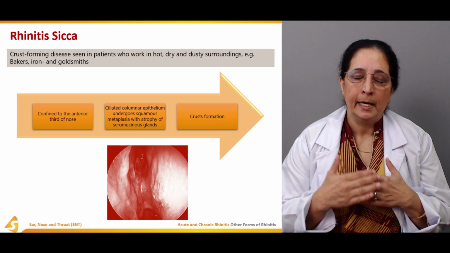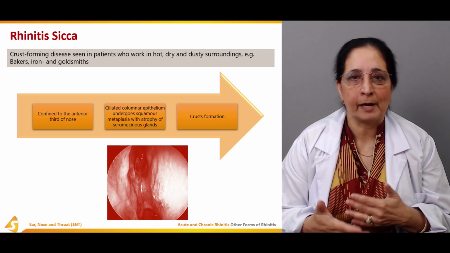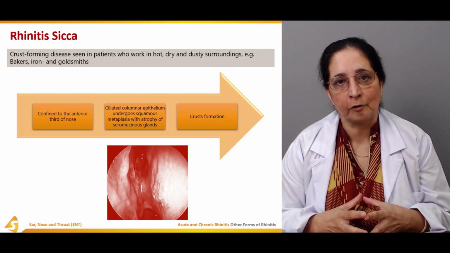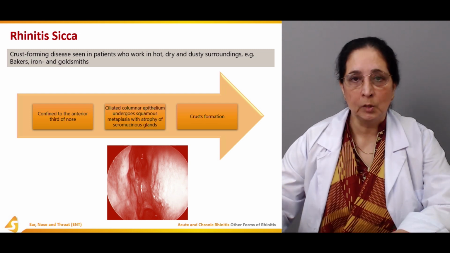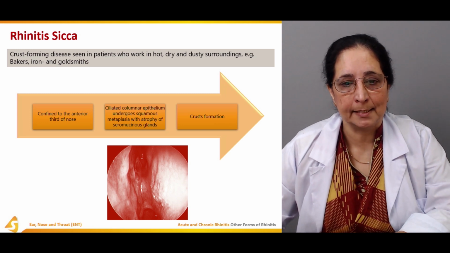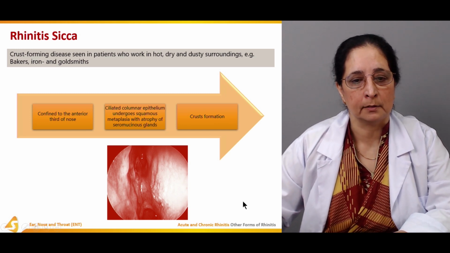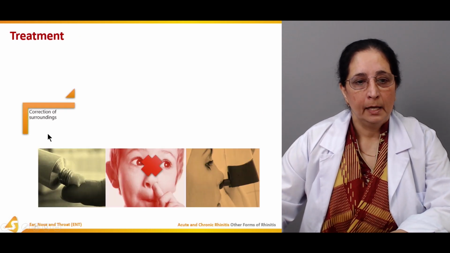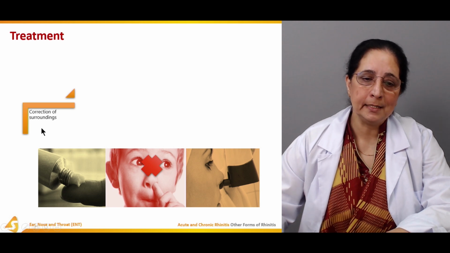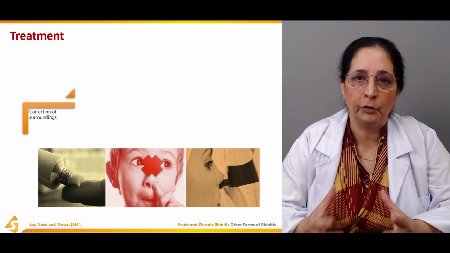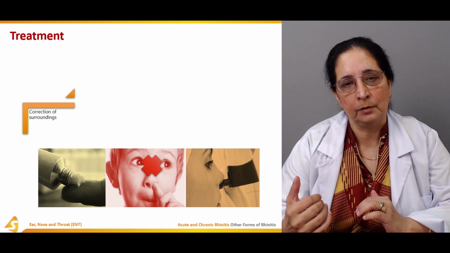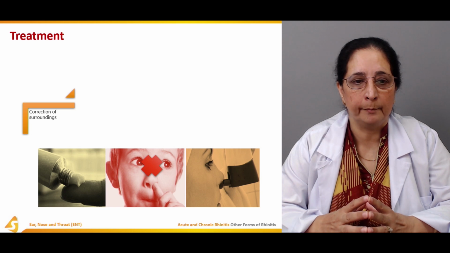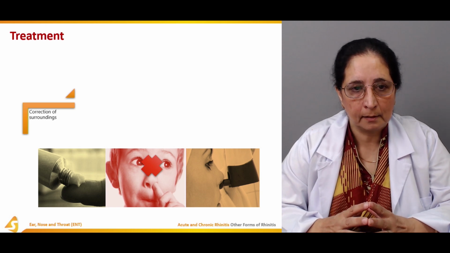So more or less it resembles atrophic rhinitis, where there is a brownish black crust formation which is foul smelling. So crust formation here also. The treatment is usually correction of surroundings. If it is due to some occupational reasons and it's troublesome or bothering, change in the surroundings is important.